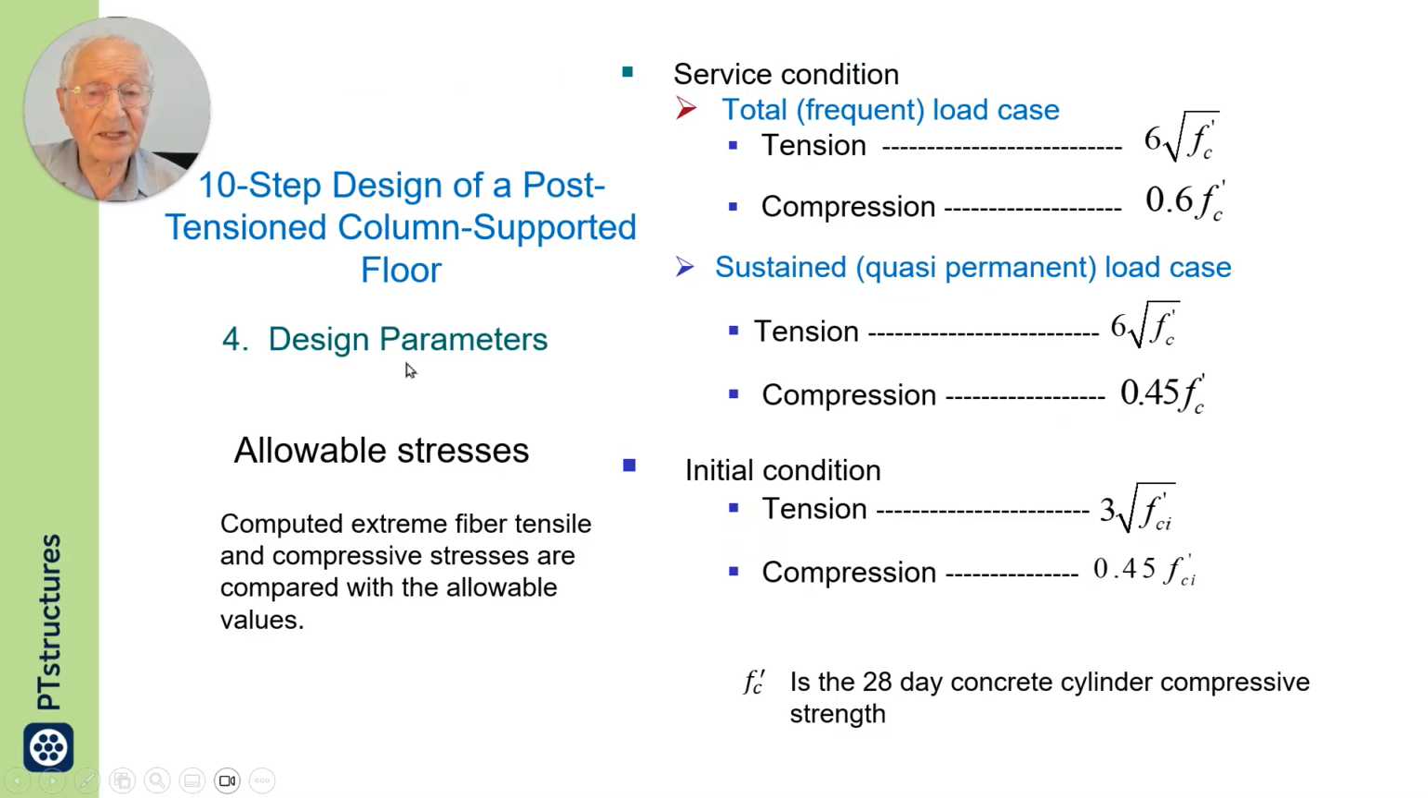Next, we select design parameters. ACI focuses on allowable stress, that is, limitation of stresses to an allowable value. And I have listed here the allowable values for slabs. Tension shall not exceed this amount, and compression this amount.